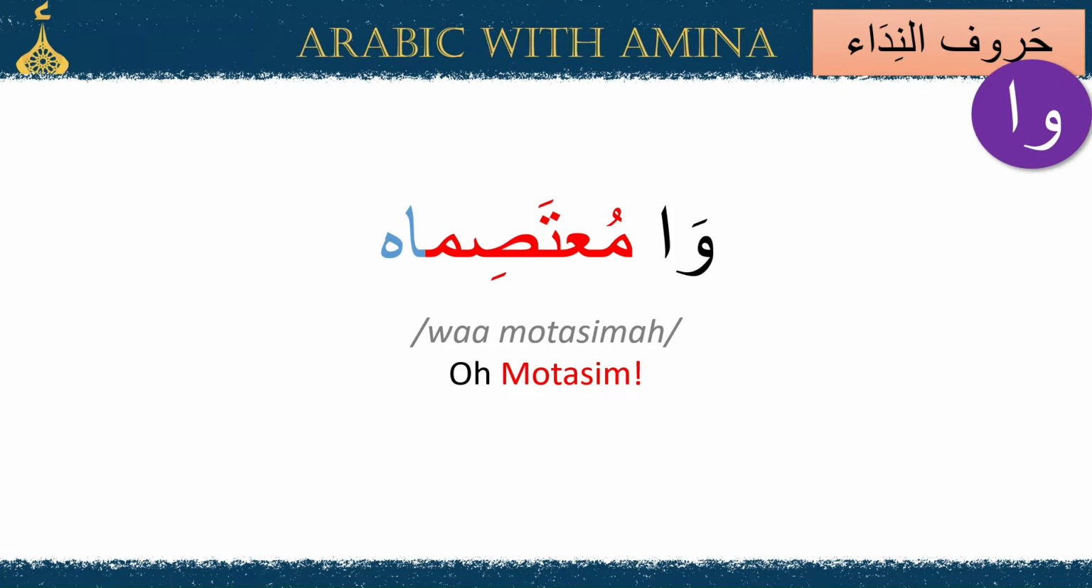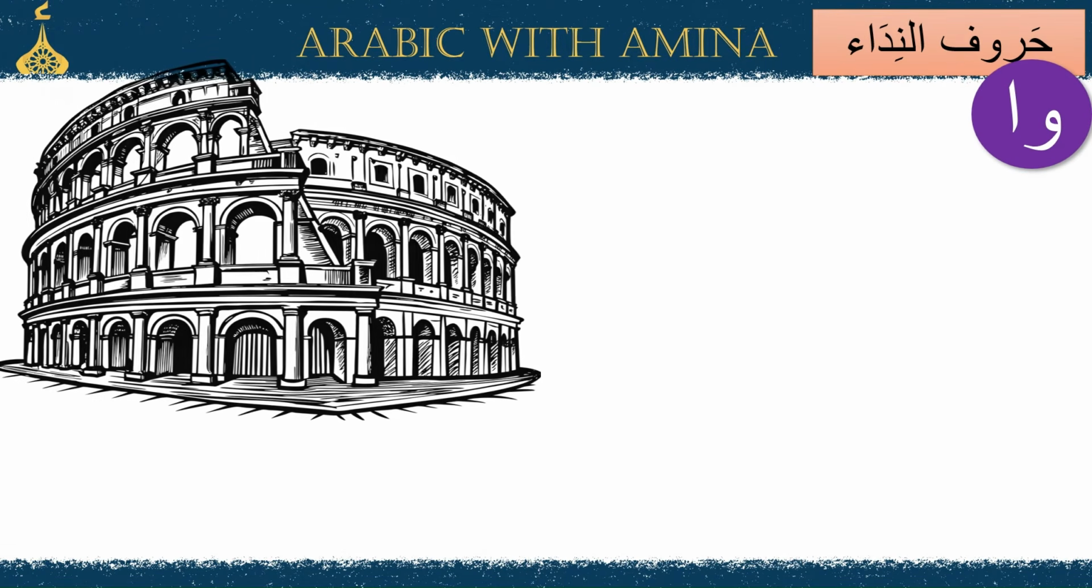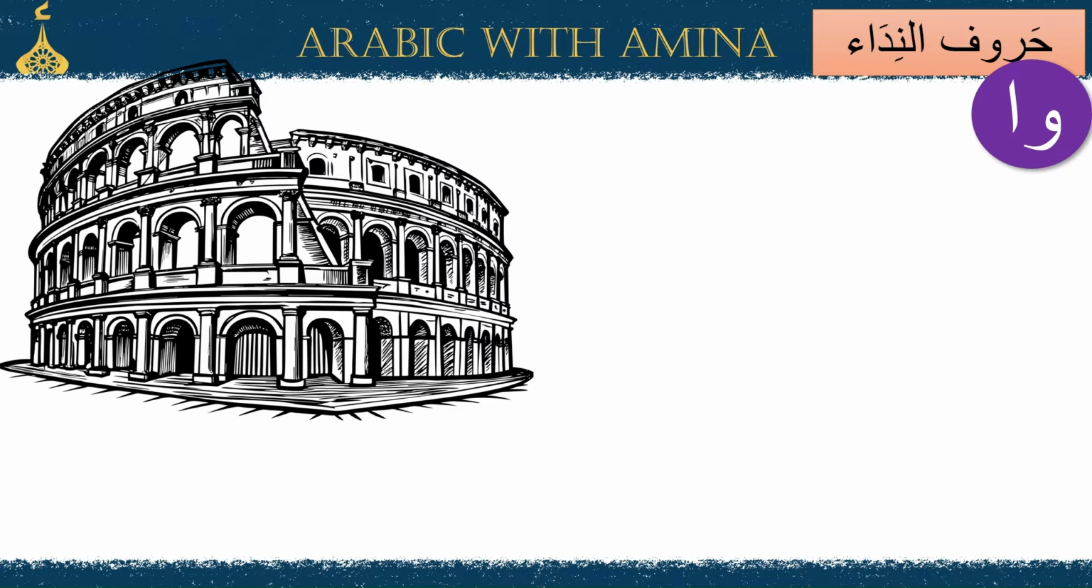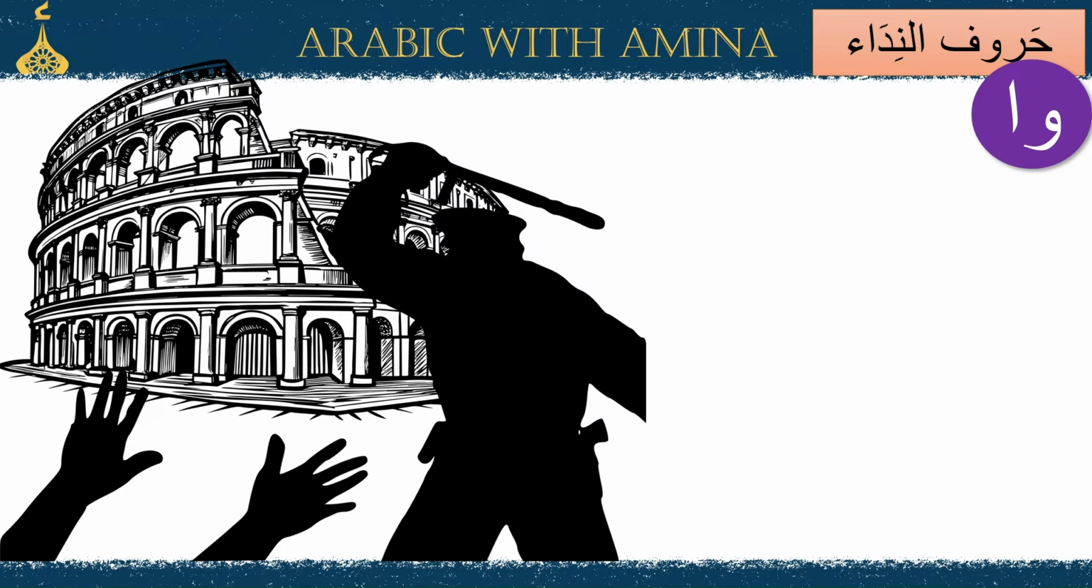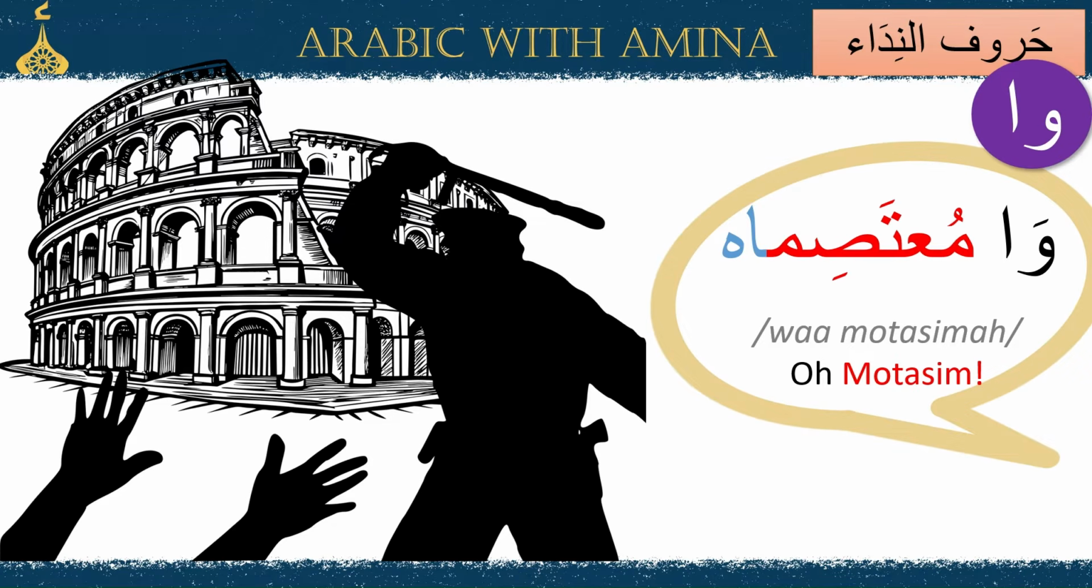So what is the story behind wa-motasimah? Once upon a time, in a Roman city, a Muslim woman was struck across the face by a man after they disagreed. The woman cried out, wa-motasimah, oh mu'tasim. So who is mu'tasim? Mu'tasim was the caliph or the khalifa at the time. Mocking her, the man laughed and said, in Baghdad, Iraq, wait for al-Mu'tasim to come on his white horse and save you.